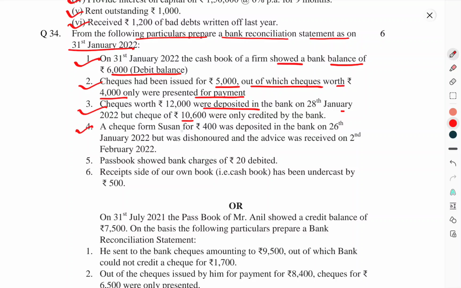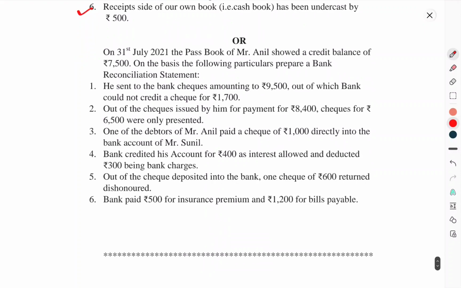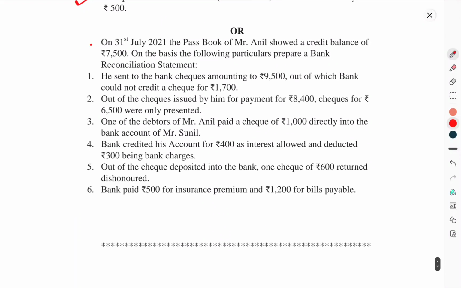Fourth, a cheque from Shashan for rupees 400 was deposited in the bank on 26th January 2022, but dishonoured, and the advice was received on 2nd February 2022. The passbook showed bank charges and receipts, and an amount of 500. You can see the statements here. On 31st July 2022, the passbook of Mr. Anil showed a credit balance. On the basis of the following particulars, prepare a bank reconciliation statement. You have to see these instructions.